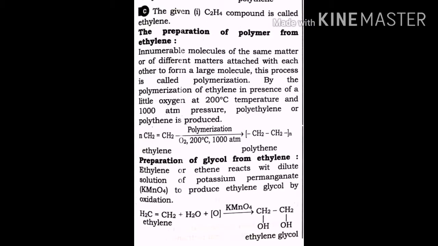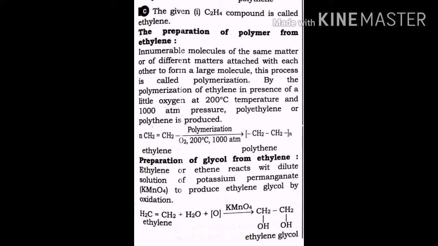By polymerization of ethylene in the presence of a little oxygen at a temperature of 200 degrees Celsius and 1000 atm pressure, polyethylene is produced. The reaction is given: n CH2=CH2, polymerization in the presence of a small amount of oxygen, 200 degrees Celsius and 1000 atm, produces polyethylene.